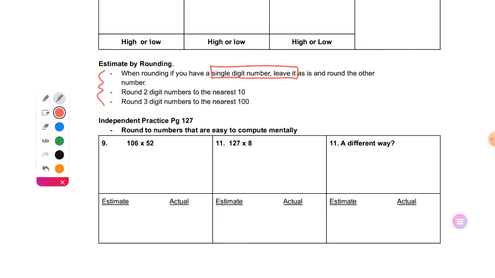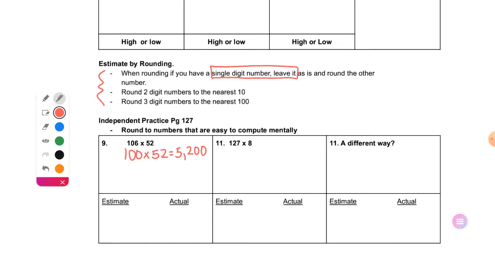Okay, number 9. Round to numbers that are easy to compute mentally. 106 times 52. Let's try and change just one of them. Aubrey, what would you change that to? I would change 106 to 100. Okay, 106 to 100 times 52. Is that a mental math problem? Yes. Easton G, what's 100 times 52? So break it down. There you go, 5,200. 52 with 2 zeros behind it.